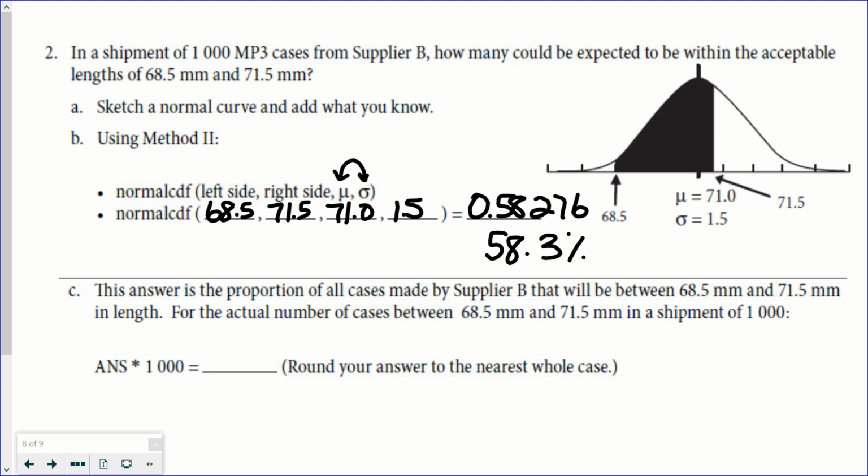So, sorry, this part C is on the next page. It says this answers the proportion of all cases made by supplier B between 68.5 and 71.5 millimeters. For the actual number of cases in a shipment of 1,000, we take that 0.583 and multiply it by 1,000. Only 583 out of the 1,000 would actually be considered acceptable to customers.